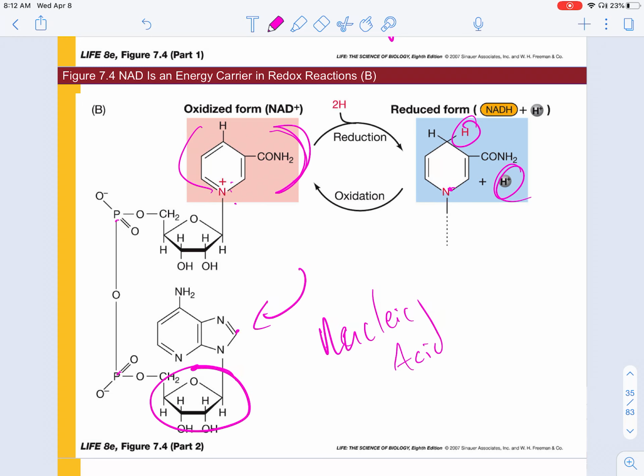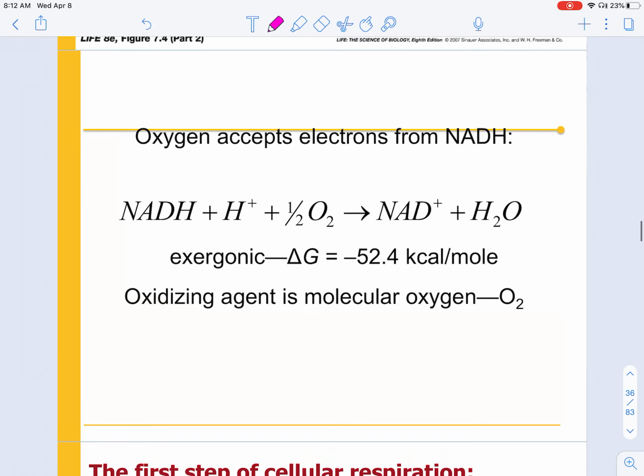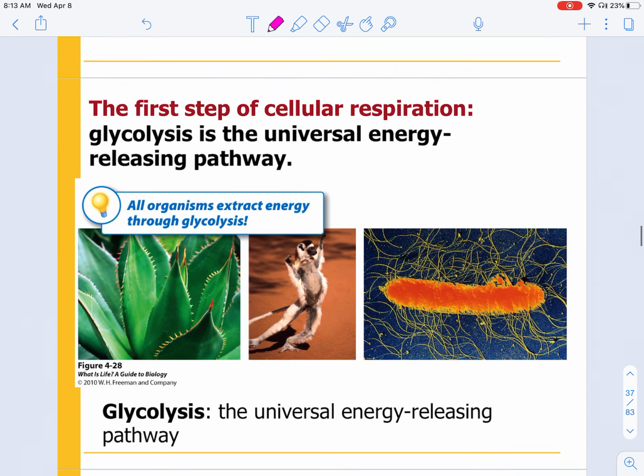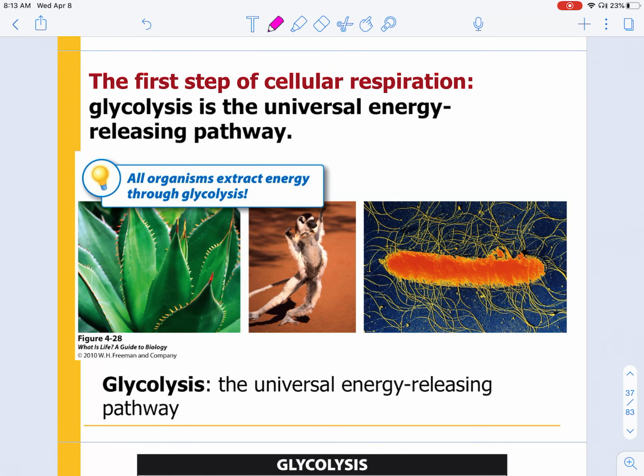Instead of that third phosphate group, we have this nicotinamide group. And there's a lot of energy here. The oxidation of NADH in the presence of oxygen yields 52 kilocalories per mole. Remember, ATP hydrolysis yields about like 7 or something like that. It's a lot of energy in these NADH molecules. All right, so now we've done the setup so that we can do glycolysis, and I'll do that in the next lecture.